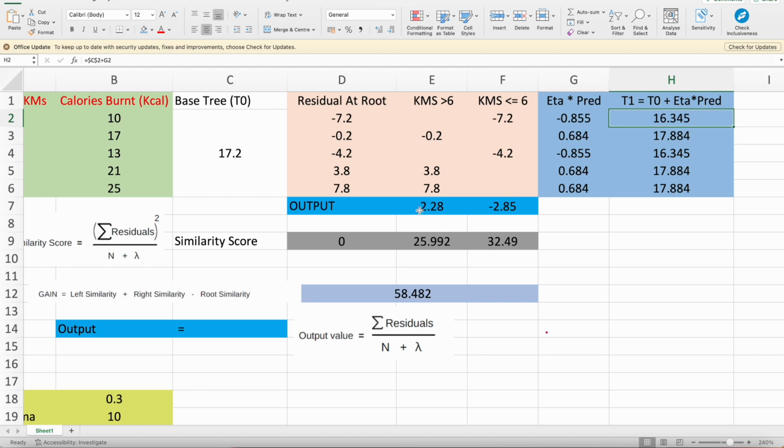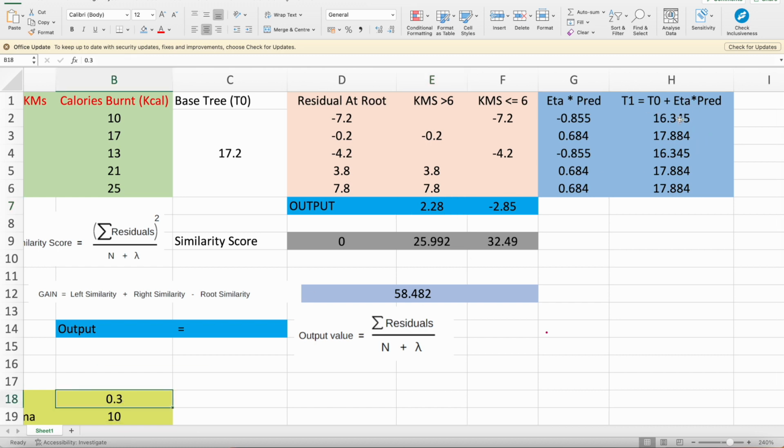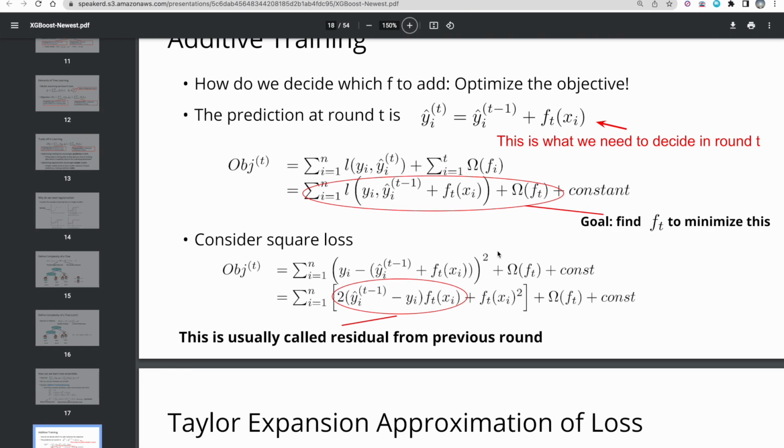And how am I getting the prediction? I'm getting the prediction through this output value, and eta is my learning rate, a hyperparameter. I multiply by that eta, and that's how I get the t1 predictions. Similarly, I will build t1, t2, t3, t4, up to tn. How many iterations, or how many additive models, we have to build is what this is.